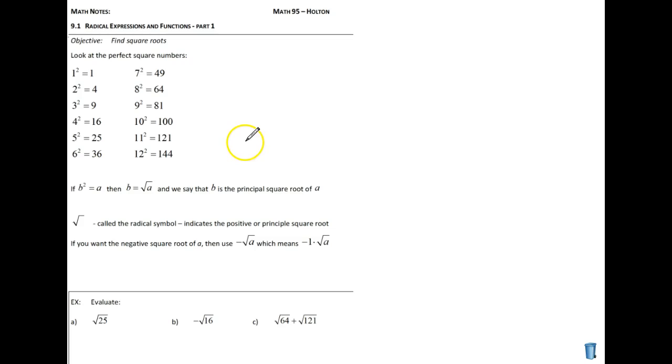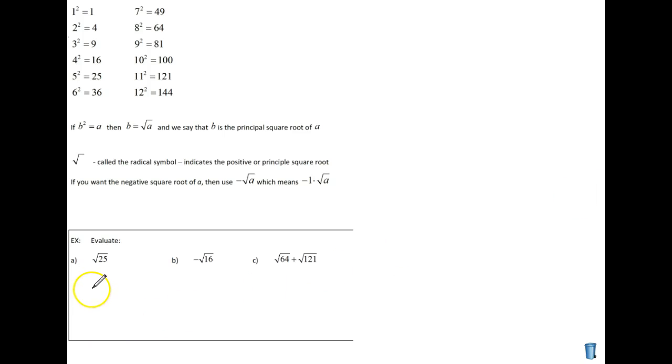And in order to work with radical expressions, both now and into the future, it's going to be important that you can recognize perfect square numbers. Okay, so spend a little time ingraining those into your brain. In math, we say that if b squared equals a, then b is equal to the square root of a. And they say principal square root because principal indicates the positive square root. If we want the negative square root of a, we would put a negative out in front, which would actually mean -1 times the square root of a. Okay? So if you don't see a negative, of course, then what we're looking for is the principal square root.